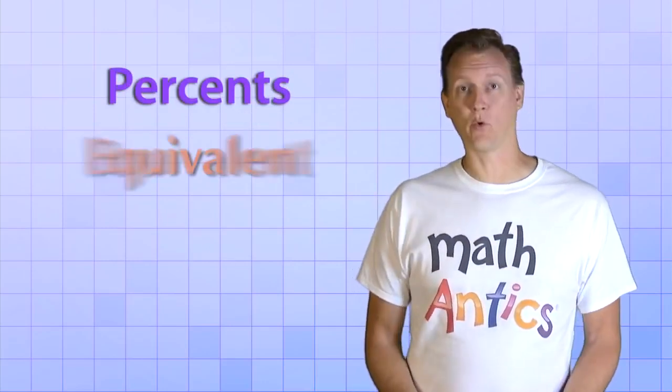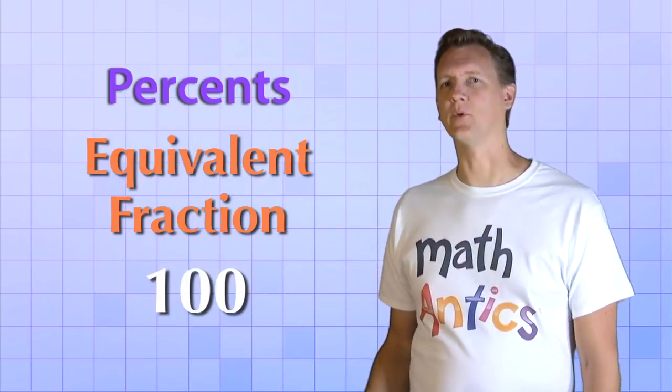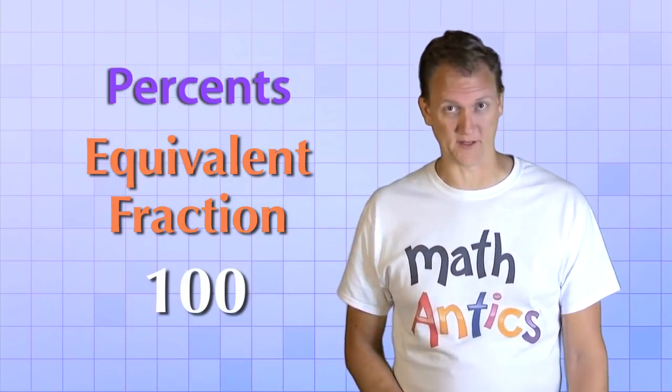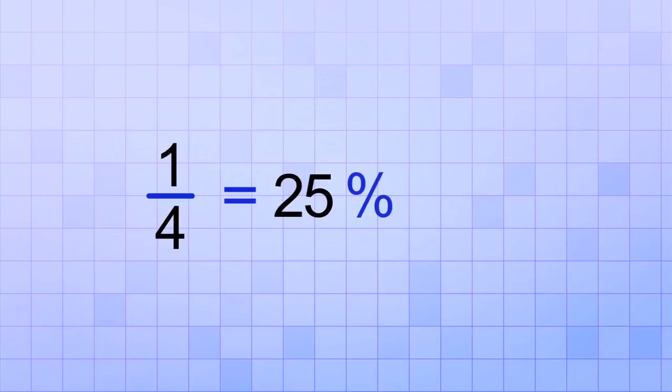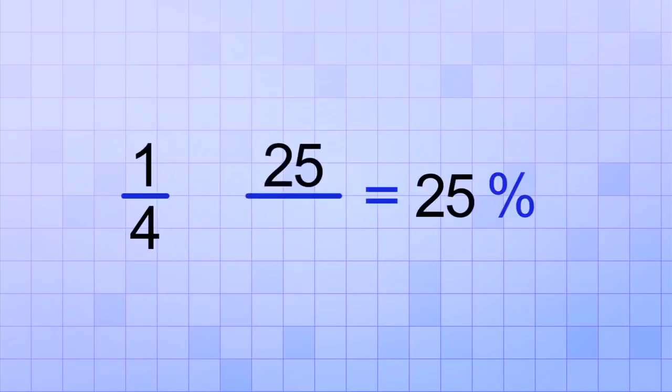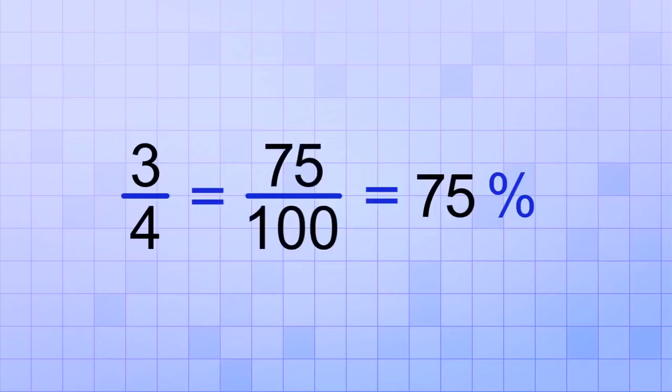Okay, now that you know that percents are really just a special kind of equivalent fraction that always has 100 as the bottom number, let's see a few examples that are so common you should probably memorize them. We already saw that 1/2 is the same as 50% because 1/2 and 50 over 100 are equivalent fractions. 1/4 is the same as 25% because 1 over 4 and 25 over 100 are equivalent fractions. And 3/4 is the same as 75% because 3 over 4 and 75 over 100 are equivalent fractions.